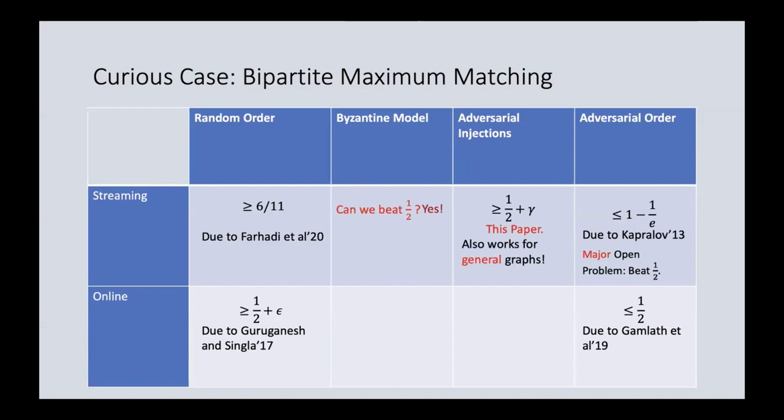Well, yes. It's basically because adversarial injections is harder, which means that any algorithm that works in the model adversarial injections simply works in the Byzantine model, and it works with the same guarantee. So this is basically our observation that Guru Ganesh and Singla's algorithm, which works in the random order online setting, also extends to the Byzantine model online setting.